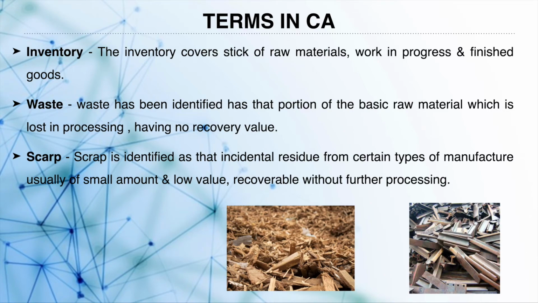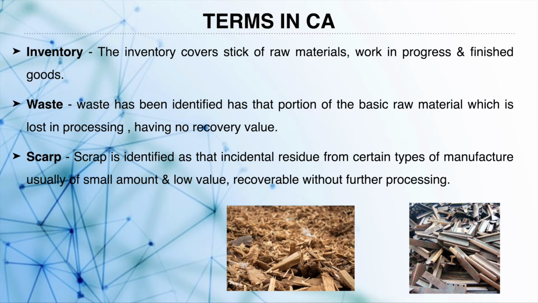The other term in cost accounting is inventory. What is inventory? It covers stock of raw materials, work in progress, and finished goods. So on the whole, when I say inventory, it consists of all three: raw materials, work in progress, and finished goods.